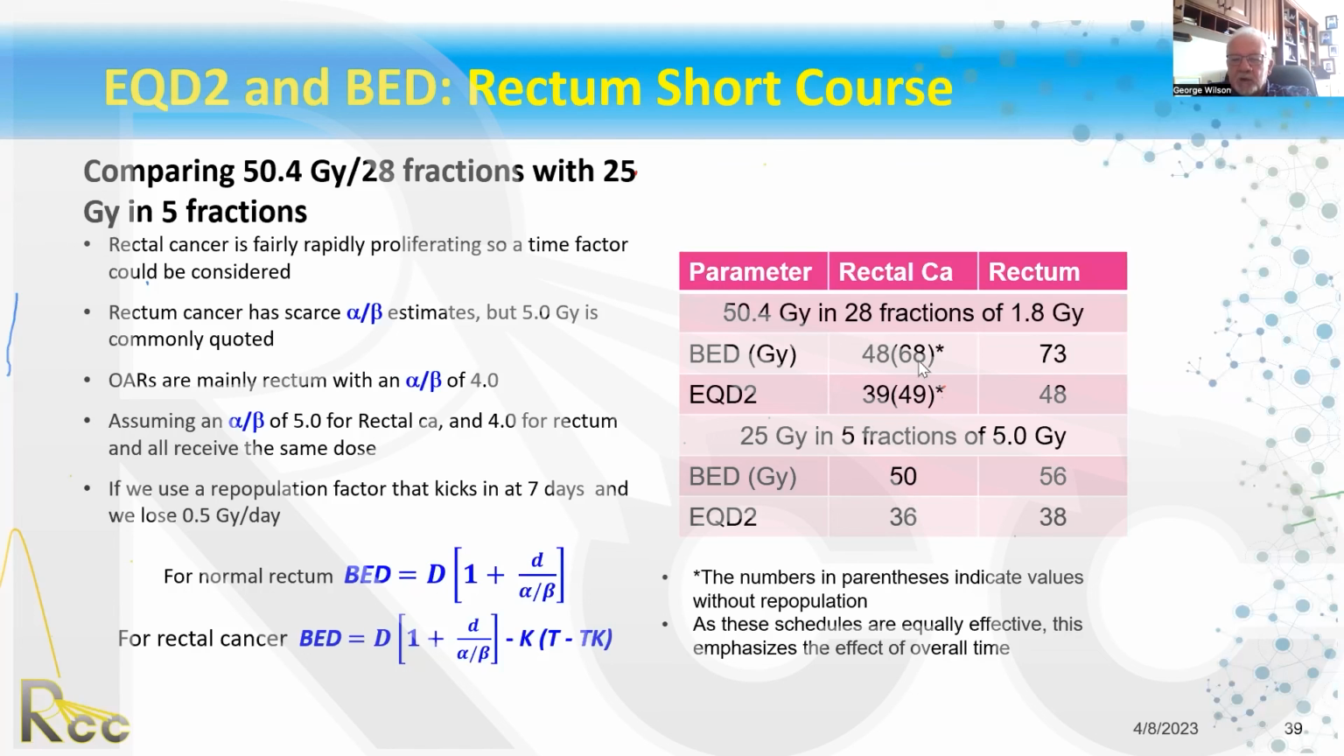Partly what this emphasizes is that these two schedules have been shown to be pretty much iso-effective. So this really highlights that there is proliferation, repopulation occurring during this more protracted normal schedule. And this has to be accounted for. And when you do that, you get very similar BEDs and EQD2s, which agree with the clinical outcome in rectal cancer.